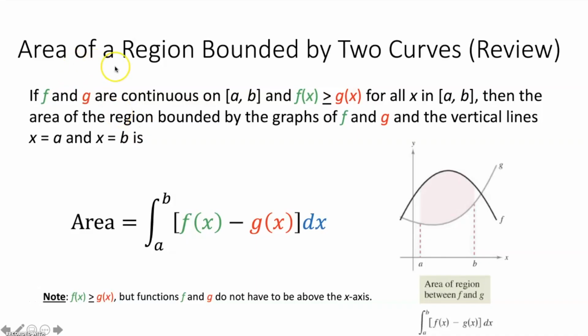First thing we're going to do is review the area of a region bounded by two curves. So recall, if you want to find the area between two curves on a given closed interval from A to B, all you have to do is evaluate the definite integral from A to B of your upper function on that interval, which in this case would be f of x, minus your lower function on that interval, which in this case would be g of x. If you evaluate that definite integral, it'll give you the exact area between these two curves on that given closed interval from A to B.